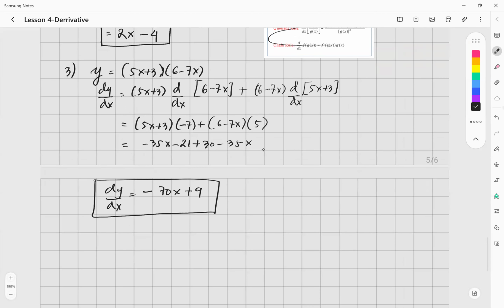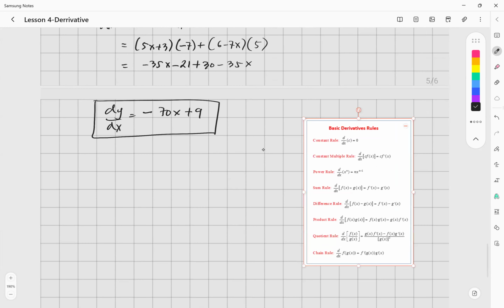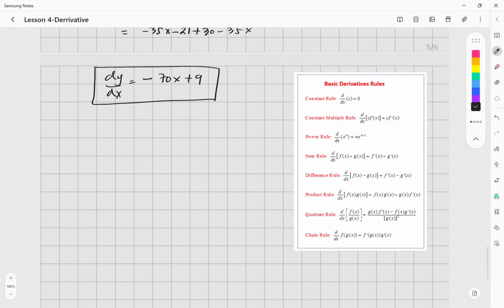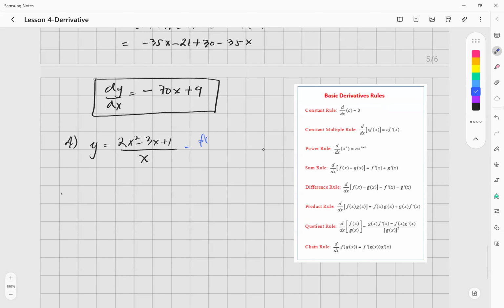Okay, let's do one more example before we go. Okay, so number 4. Y is equal to 2x squared minus 3x plus 1, divided by x. Now this has two functions. Let's call the one at the top f of x, and let's call the one at the bottom g of x.